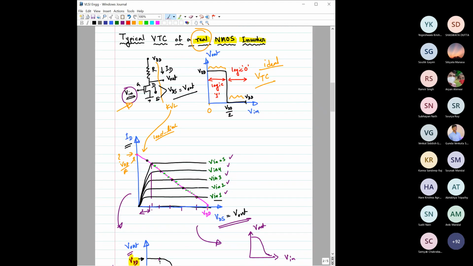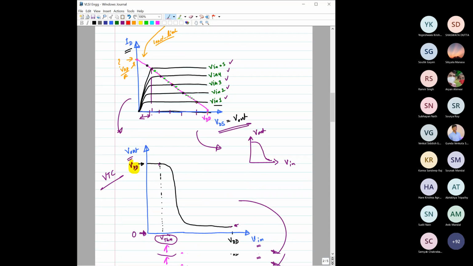Next, the typical VTC of an NMOS inverter. On this topic, we discussed how to get that VTC from a simple ID versus VDS characteristic, its circuit, and its load line. We saw that yesterday, and I think it should be quite clear. If you have any doubt about how we got it, you may ask. Then we saw that the typical VTC of a resistive load inverter may look something like this, where this point should be VDD and this point would not be equal to 0, but has some finite value depending on the design.